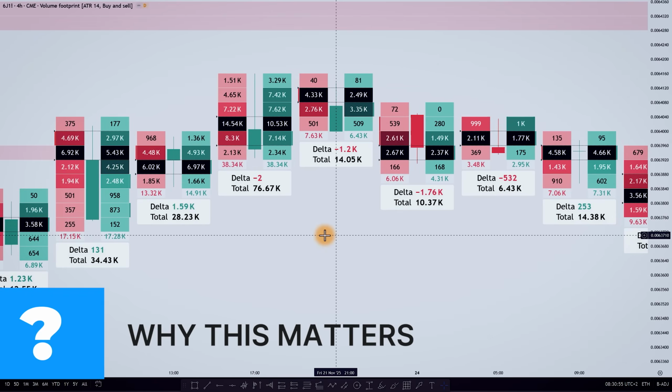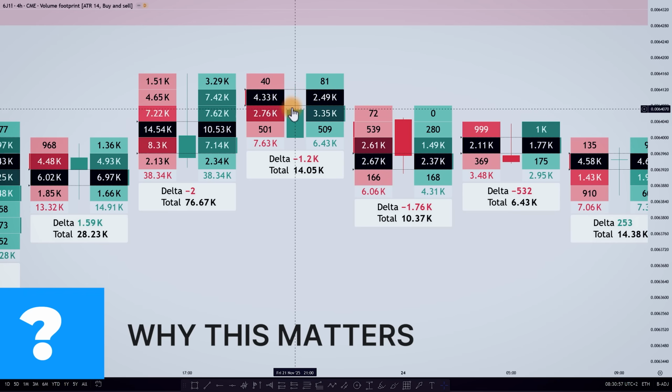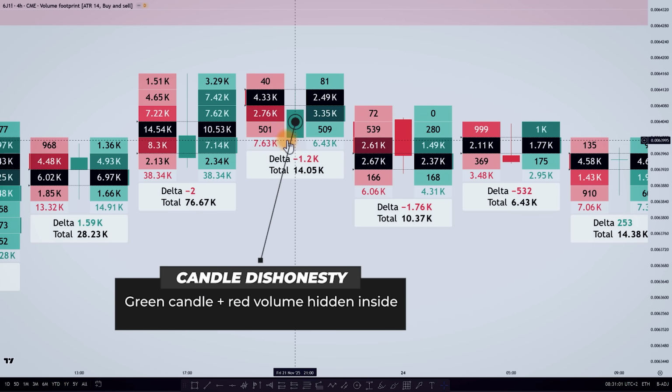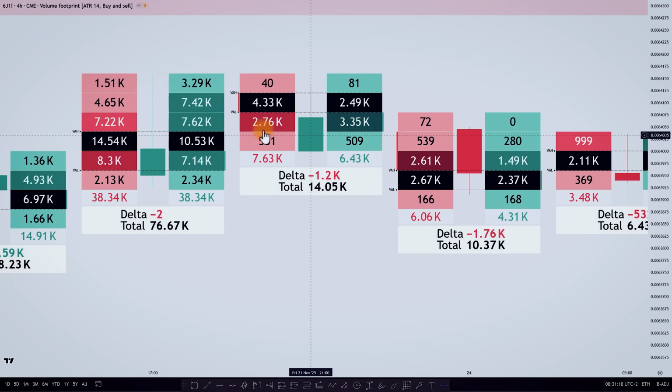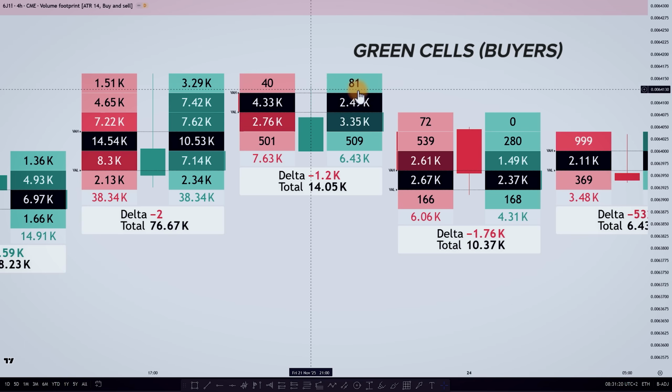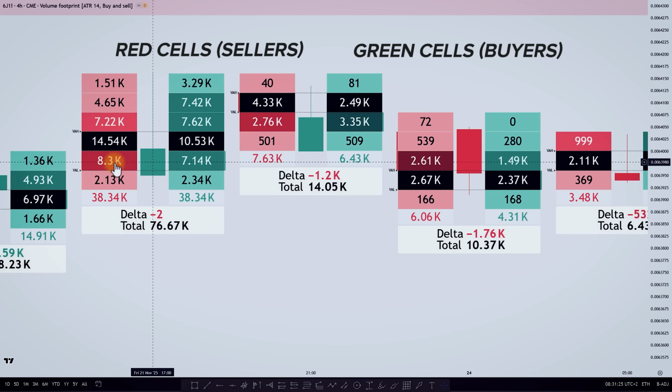Now here's why this matters. A regular candle can lie to you. A green candle can close green, while 80% of the volume inside was actually selling. Price went up, but big money was quietly selling into that strength. The candle hides this completely. Footprints expose it. Most platforms color code this. Green cells mean buyers dominated that level. Red cells mean sellers were in charge. The colors do the work.